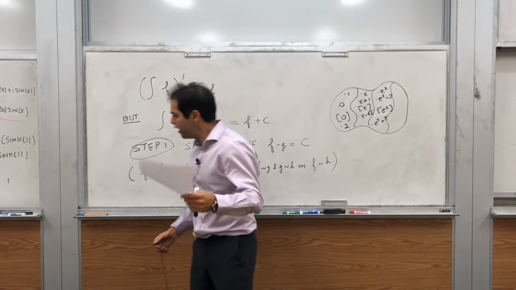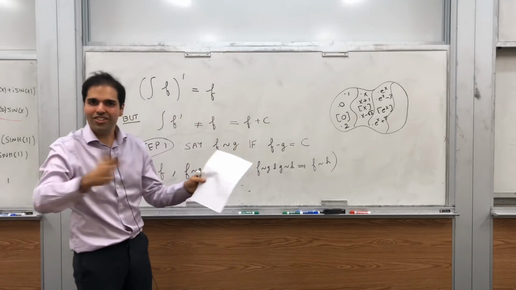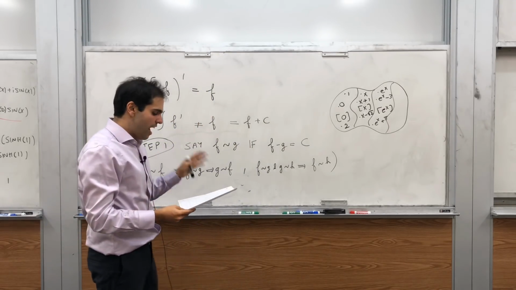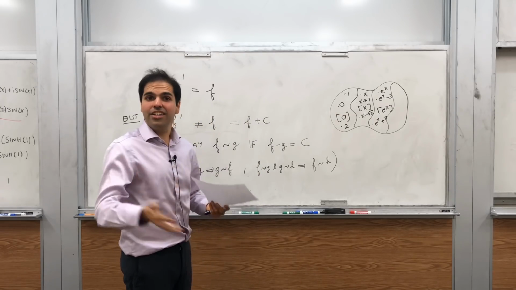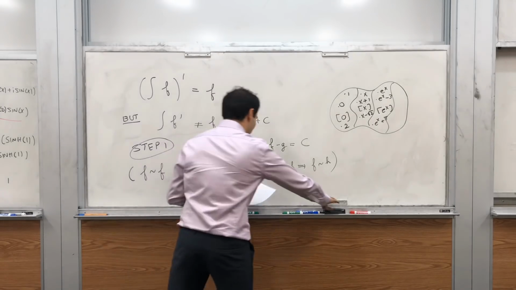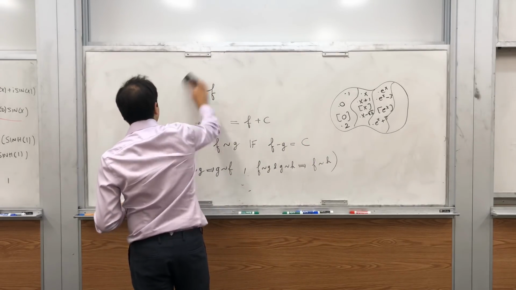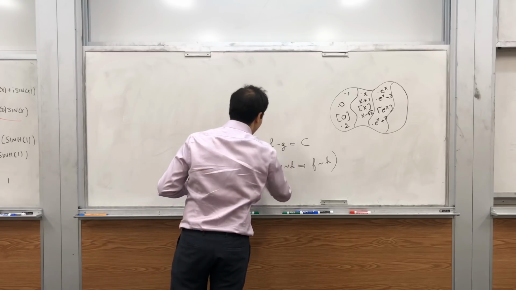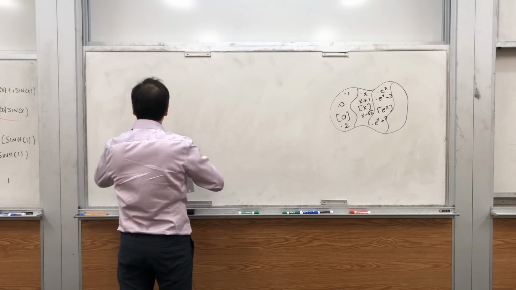Alright, good. So again, equivalence relations are good because they partition the functions into nice classes. And now we want to define our new integration operator. So that was step 1. We just partition functions into equivalence classes. Now define a new transformation.